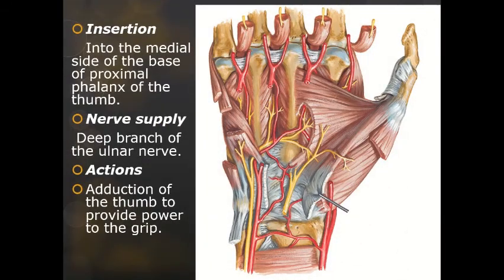The nerve supply of this: it is supplied by the deep branch of ulnar nerve. Though the name says adductor pollicis, it is supplied by the deep branch of ulnar nerve, whereas the three thenar muscles are supplied by the recurrent branch of median nerve. The actions are adduction of the thumb to provide power to the grip. So this is the adductor pollicis muscle.